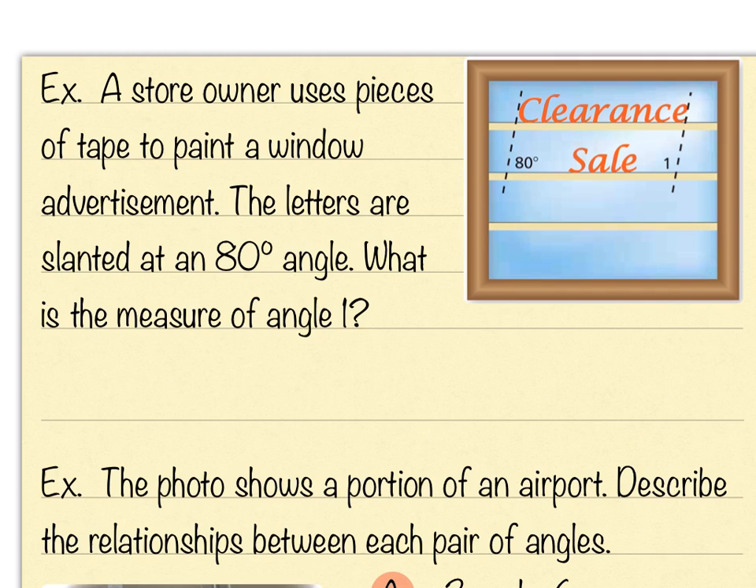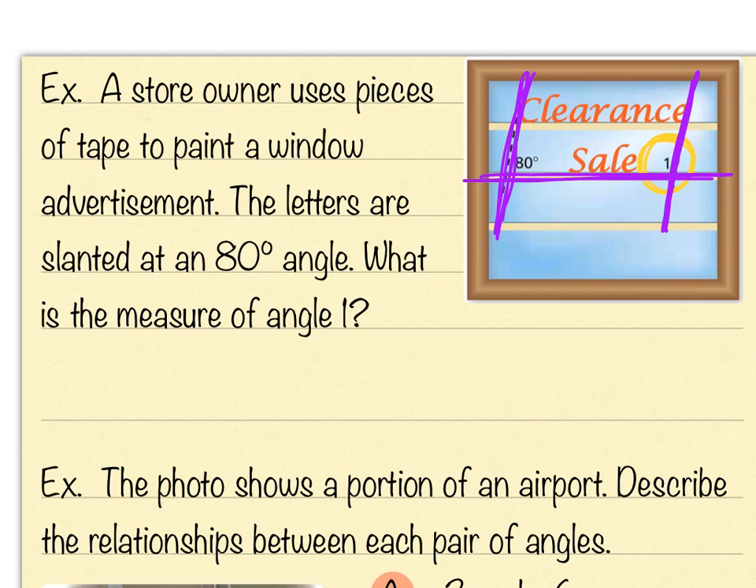All right, here in the next example, it says a store owner uses pieces of tape to paint a window advertisement. The letters are slanted at an 80-degree angle. What is the measure of angle 1? And angle 1 is kind of hard to see. It's this one right here. And so this would be my transversal. And my 2 parallel lines would be this line here and that line there.